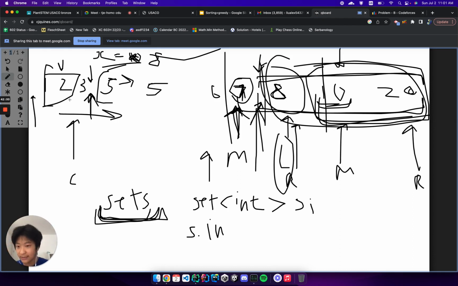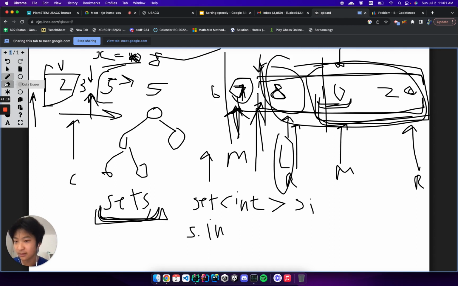So the way set handles this is they use a different data structure, which is pretty advanced, and I won't go over it. It's something called a binary search tree, if you guys have heard of it. But all you need to know is that set has log n insertion and deletion. And also that all values will always be unique.